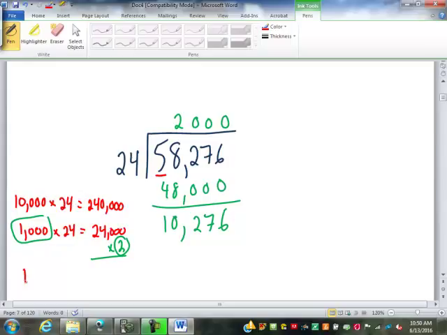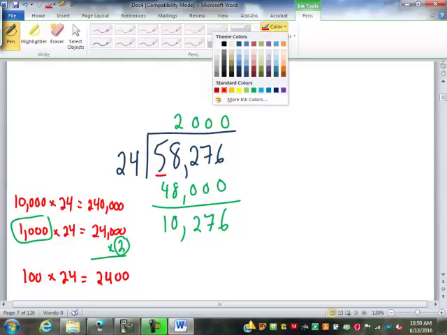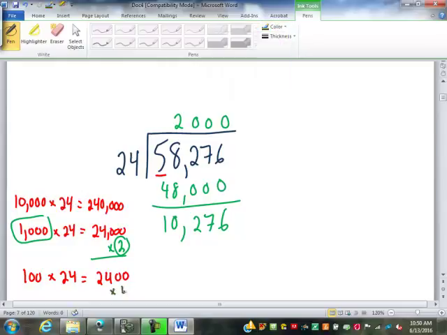So then our next place value would be 100. 100 times 24 is 2,400. I can, of course, subtract that from 10,000. I can do it 4 times. 2,400 times 4 is 9,600. So I'm going to subtract. I get 676. So again, I just subtracted 4 bundles of 100. That's 400. I just subtracted 24 400 times.